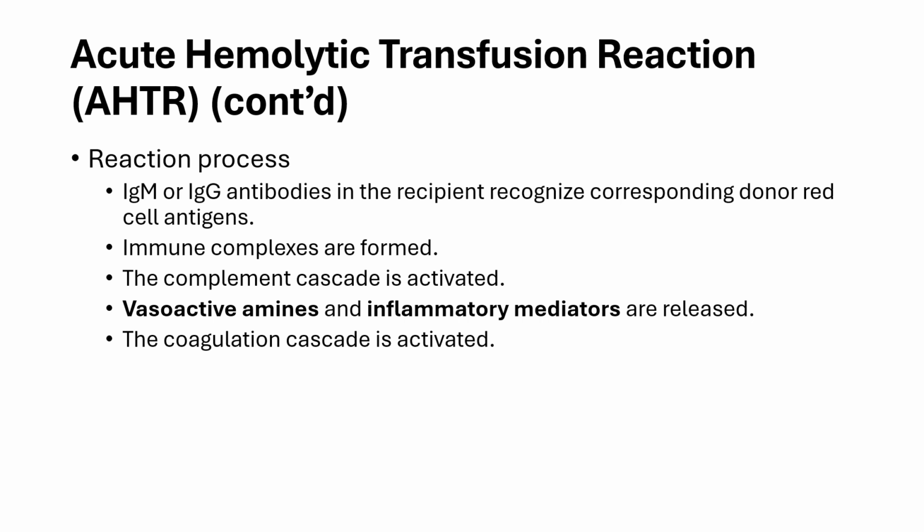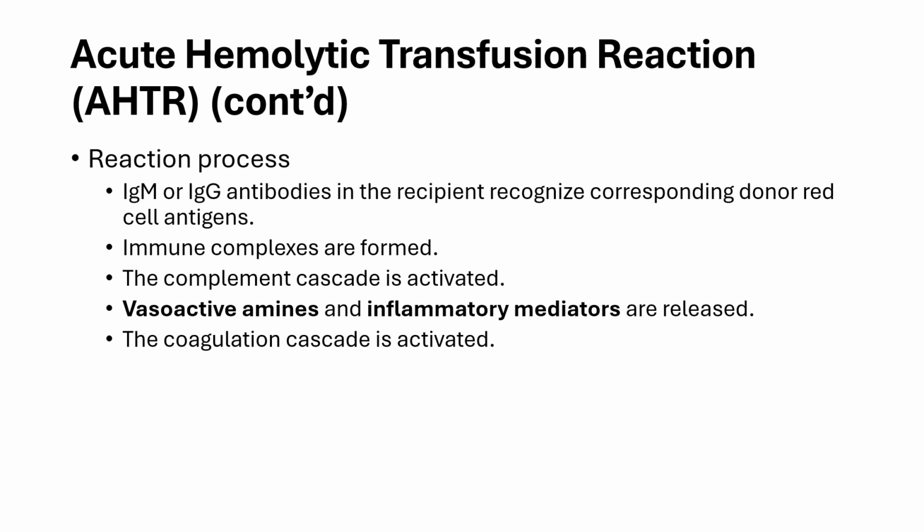The pathophysiology of acute hemolytic transfusion reactions begins with antibody recognition. The recipient's IgM or IgG antibodies recognize and bind to donor red blood cell antigens. Commonly, this is an ABO antigen. This is typically a preformed antibody, making it a primary immune response. Then there is the formation of immune complexes. The antigen-antibody binding leads to the formation of immune complexes on the red blood cell surface.